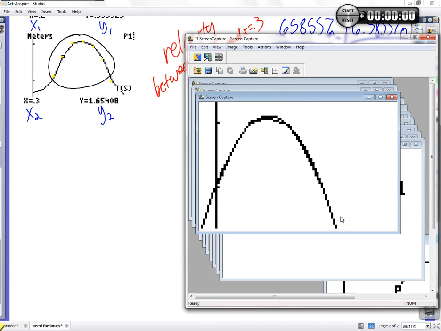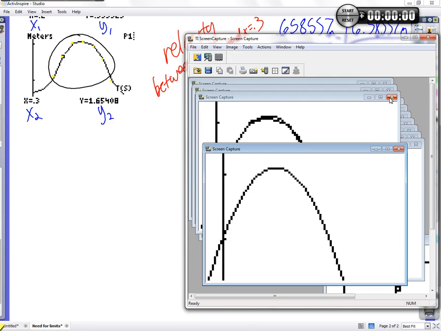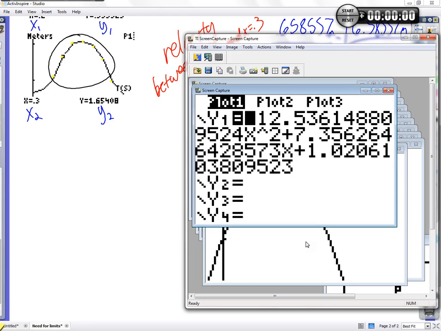OK? So now I'm going to turn off the data we collected, and we'll just use the graph of the approximation, the quadratic regression that we found. So it's just the parabola right there. And the equation is right there.